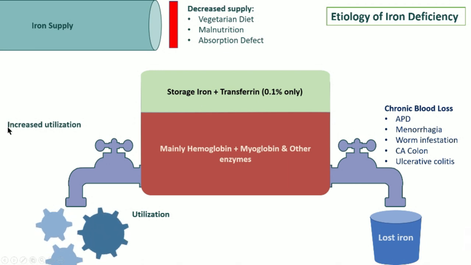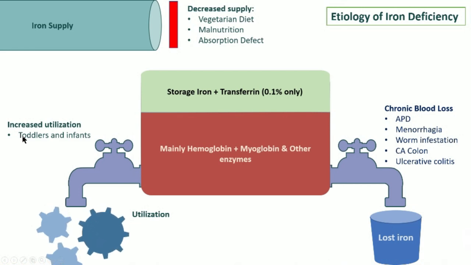Then iron deficiency could occur when there is increased utilization, for example in toddlers and infants. As they are growing rapidly, they need more iron. They need more iron than adults, so there is increased utilization. On top of that, breast milk is a poor source of iron. So toddlers and infants are more prone to development of iron deficiency anemia.